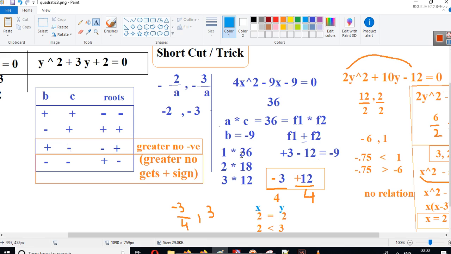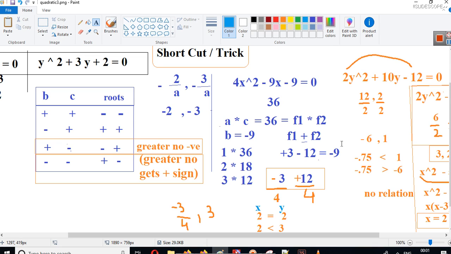So we started with 1 into 36, which can never be the answer. 2 into 18, which will not be an answer in this case. 3 into 12 was our answer. So we don't have to worry about the sign here. We just wrote 3 and 12, gave the positive sign to 12, and then divided the numbers by 4. Again, with some practice, it is really easy.